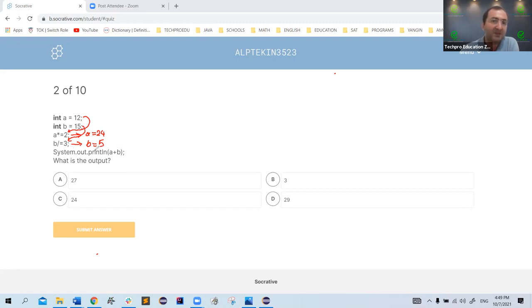Then we have System.out.println A plus B. A is 24, B is 5. If we add them, we get 29 on the console. So the correct answer is D.